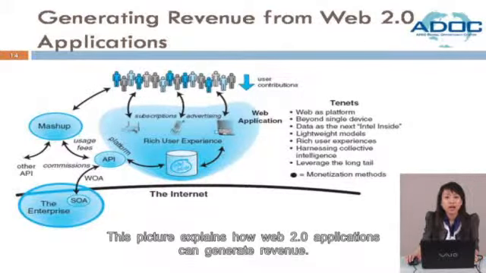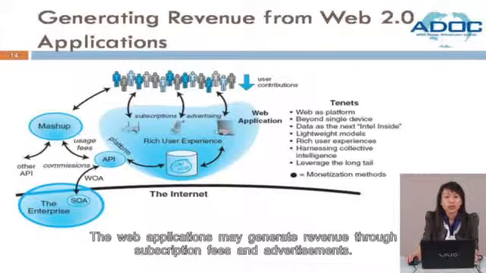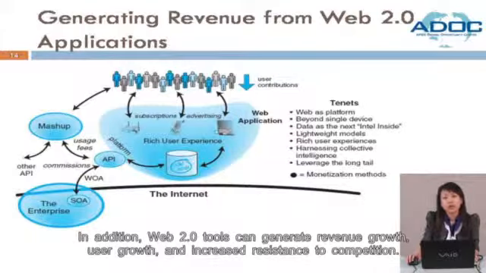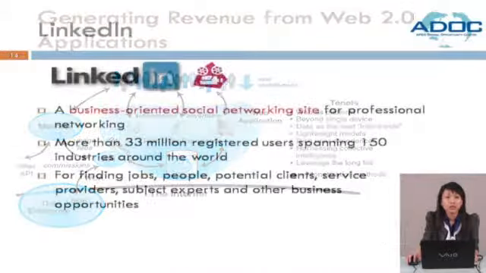This picture explains how Web 2.0 application can generate revenue. It shows users' contributions and the relationship among people, advertising, and the Web 2.0 tools, such as Mashup. The web applications may generate revenue through subscription fees and advertisements. In addition, Web 2.0 tools can generate revenue growth, user growth, and increased resistance to competition. In turn, they also lead to increased subscriptions, advertising, and commission revenue.